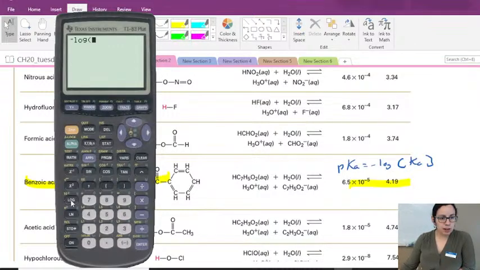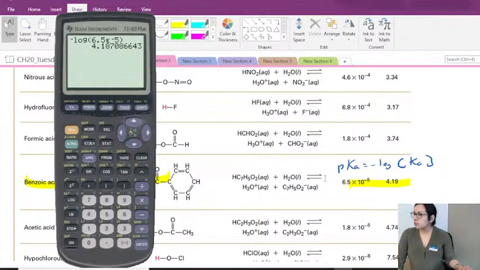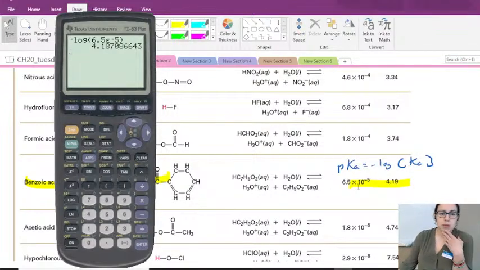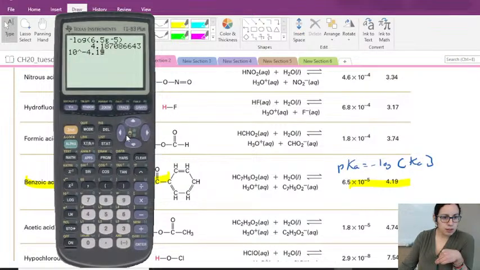If I do my negative log of 6.5 times 10 to the negative fifth, I get back 4.19. If you ask Google, I would expect minor discrepancies in these numbers, so just be aware of that. Then if we want to go from pKa back to Ka, we just take 10 to the power of our negative pKa. I think I used the wrong negative sign, hang on. And notice we get back the Ka, 6.5 times 10 to the negative fifth.